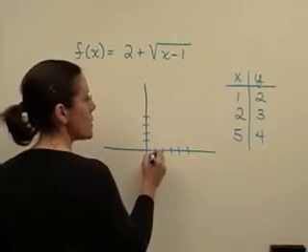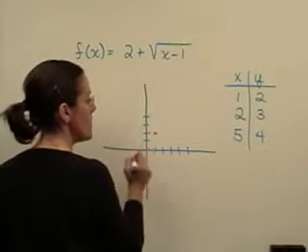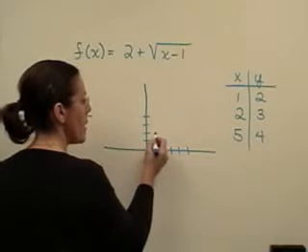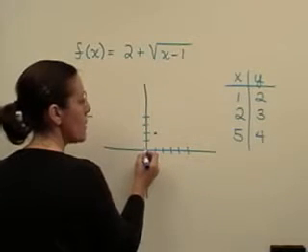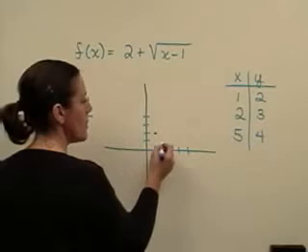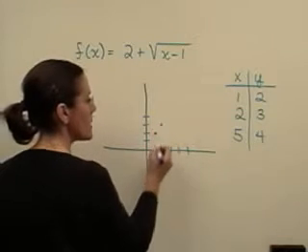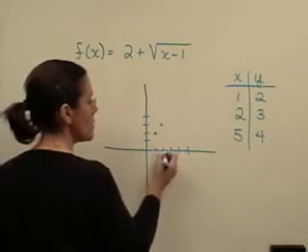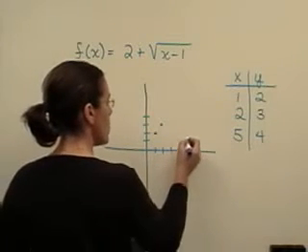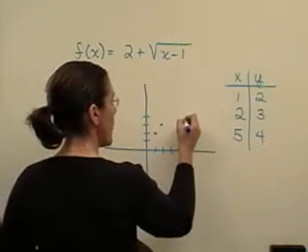My first ordered pair is when x is 1, y is 2. So again, from here, go over to the right 1 and up 2. My next ordered pair, x is 2, so I'll go to the right 2 and up 3. There's my next ordered pair. And then my next one is 1, 2, 3, 4, 5 for x, and 1, 2, 3, 4 for y.